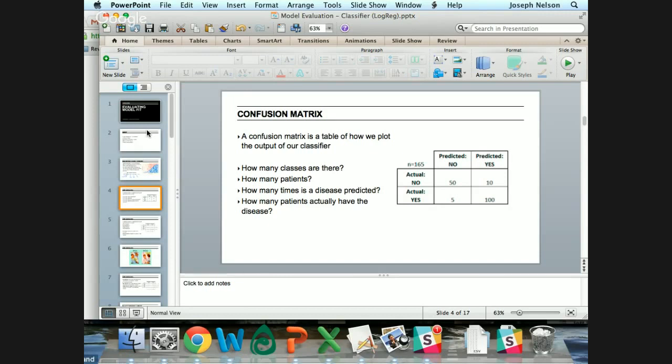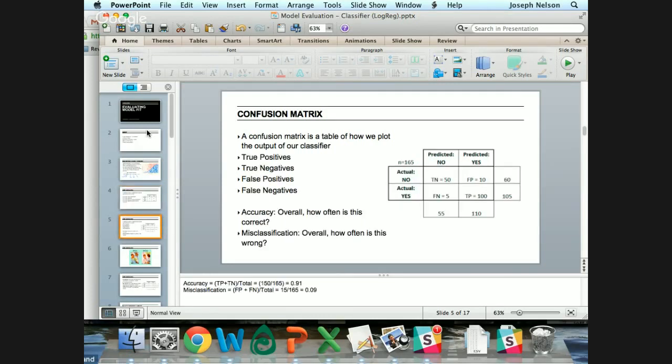Yes. Everyone with that? And how many patients actually have the disease? How many did you say? 105. Yeah. They might have just said 5. Yeah. So yeah, you guys grasp what we're seeing here.